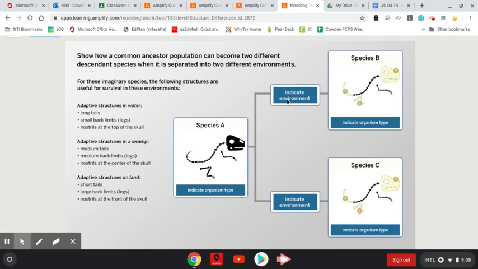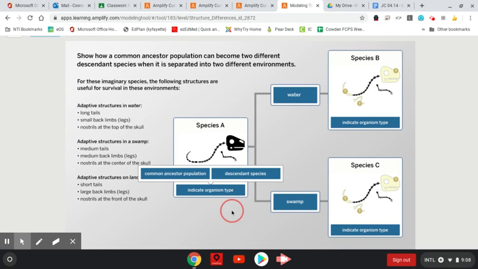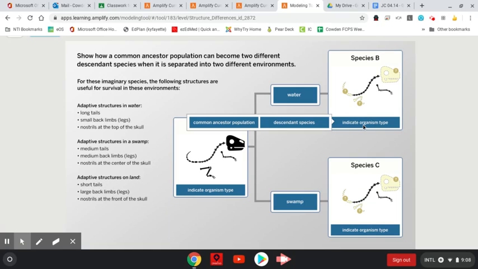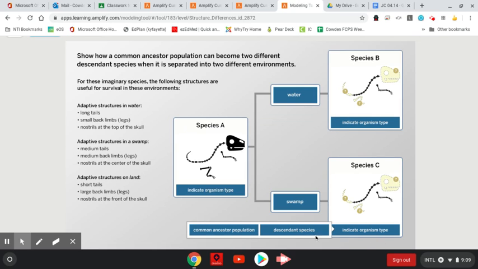So for my example, I'm just going to pick water and swamp, okay? Because they're right here on the top two. I just chose those. So the one that comes before all of the others, would that be a common ancestor or a descendant? You would choose one of those. Then you come over here and you want to choose whether yours is a descendant or a common ancestor for both of these. Now remember, ancestor comes before descendants, so make sure you make the right choice there.